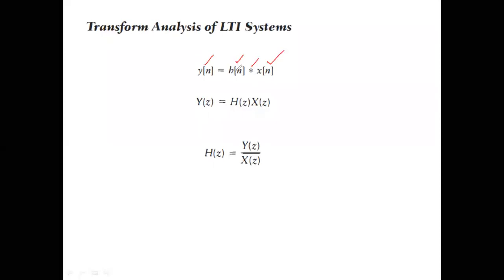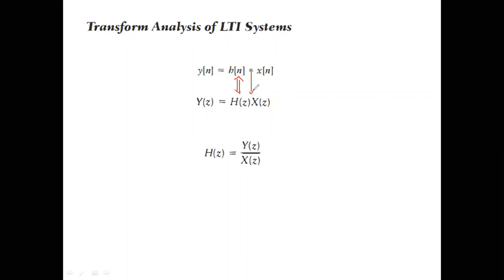If you happen to know the impulse response, then for any deterministic input given to you, its output can be determined, right? Now if I take the Z transform, h of n becomes H of z, x of n becomes X of z, y of n becomes Y of z, and the convolution becomes multiplication. Now that's a big deal.